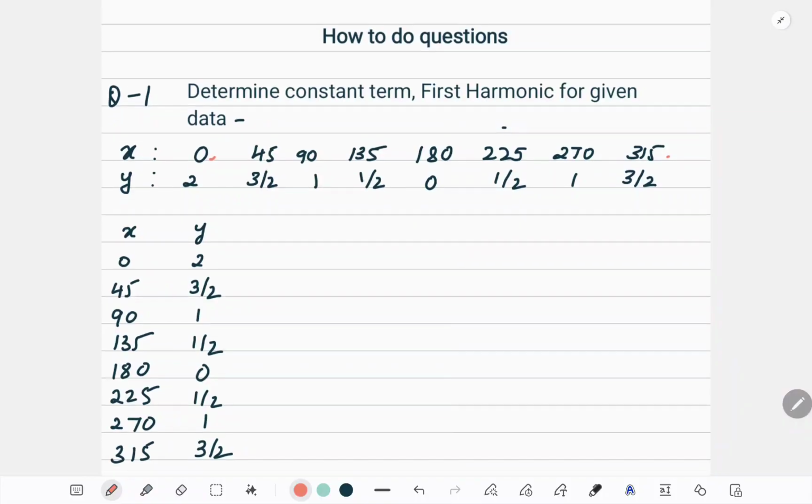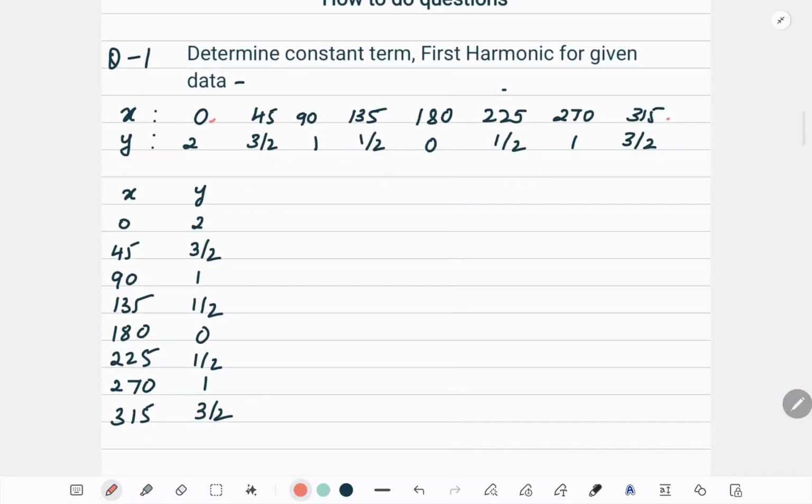Now, I will make a table. First column is your x values. Second column is your y values. The third column will be y cos x, then y sin x. Since they are asking only the first harmonic, I will find only y cos x and y sin x. If they ask the second harmonic also, I should find y cos 2x and y sin 2x as well. But here only the first harmonic is required.